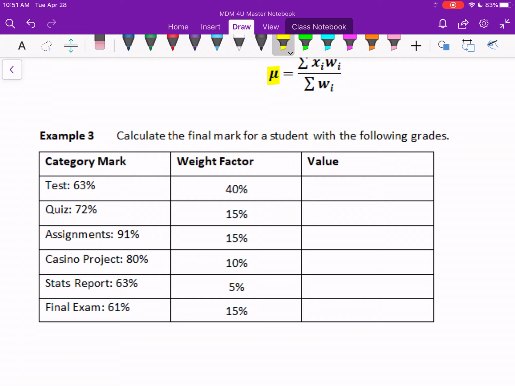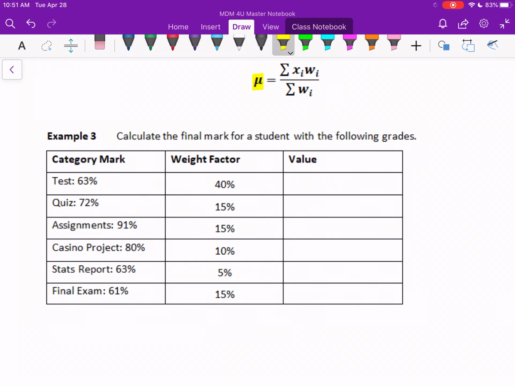Well, the x's are just our random variable. So in this case, here's an example. Calculate the final mark for a student with the following grades. So the random variable in this case is their category mark. So that would be x sub i. And then the weight factor, unsurprisingly, is what w is going to stand for.